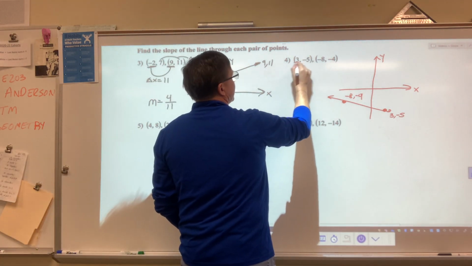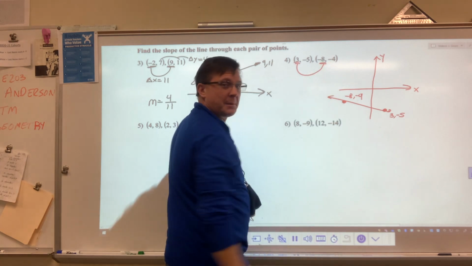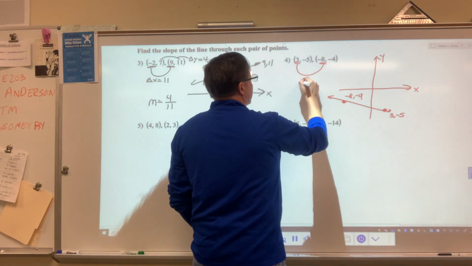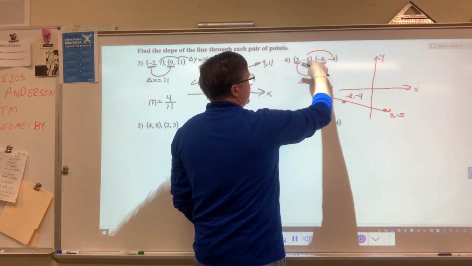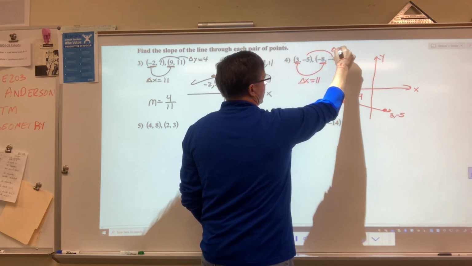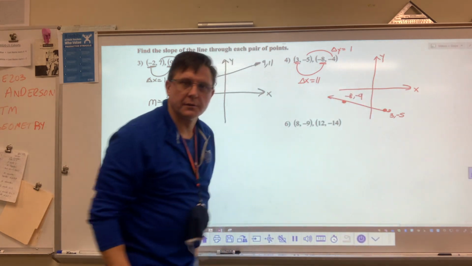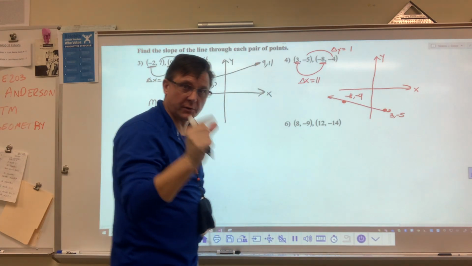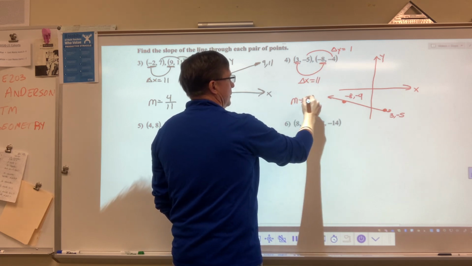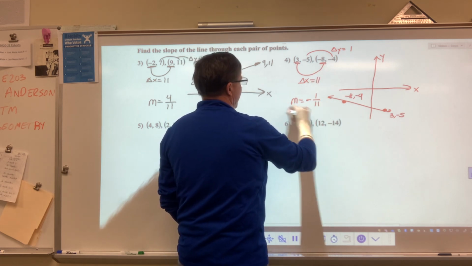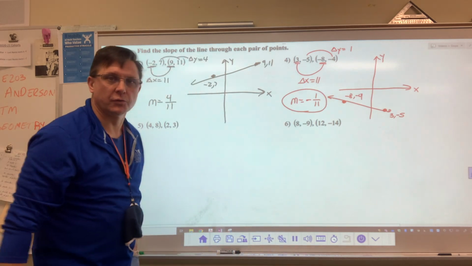All right, 3 to negative 8. 3 minus a negative 8. I got a delta x of 11 again. -5 to -4, delta y is 1. The distance between -5 and -4 is 1 on the number line. Guys, it is downhill, so it's negative. And this time it's 1/11. It's not always 11, right? Next two will show us that.